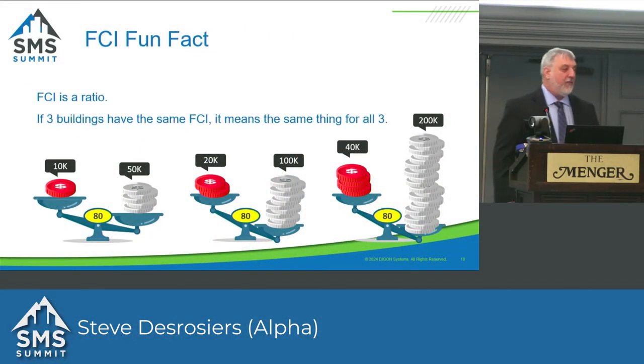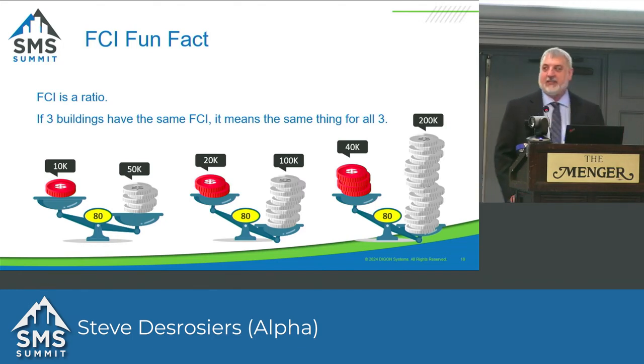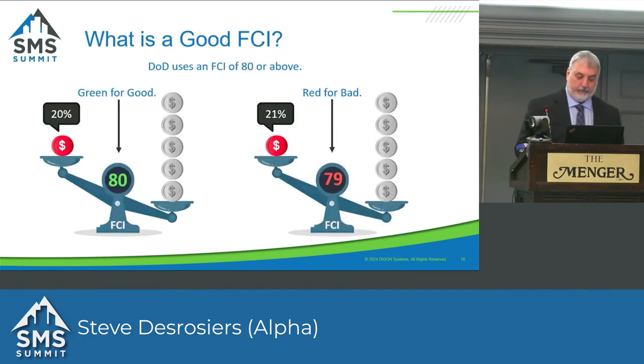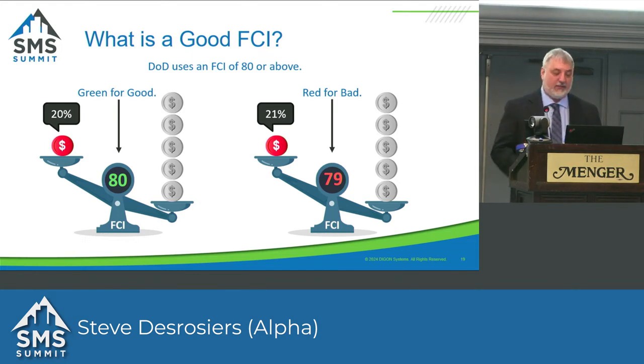Okay, fun fact, I know that's kind of an oxymoron when we're talking FCI and BCI, but fun fact about FCI, when the FCI is 80, it means the same thing for every building that has an FCI of 80. 20% of the PRV needs to be replaced. So the other thing in this presentation, we talked about good and bad, so I had to have a threshold for FCI. So I picked 80 because that's what the POM used to use for a good FCI. You can pick whatever value you want in your organization, but for today, we're going to say 80 is the good number.